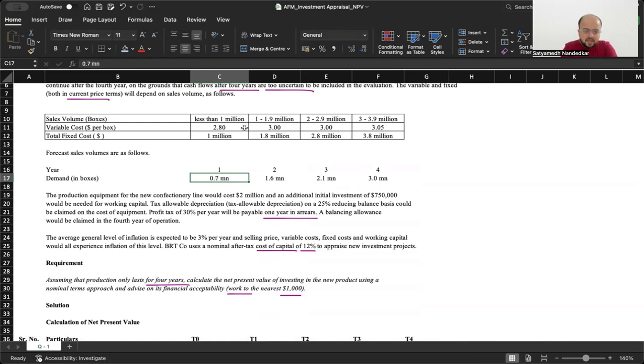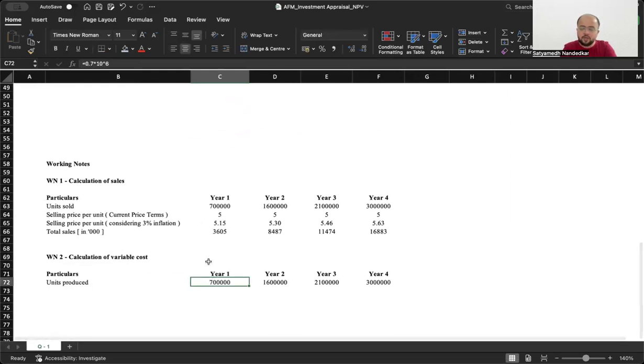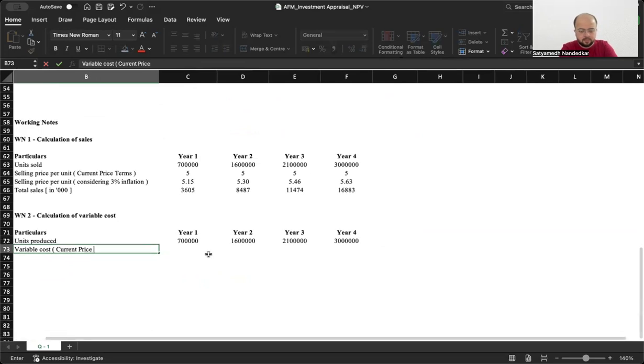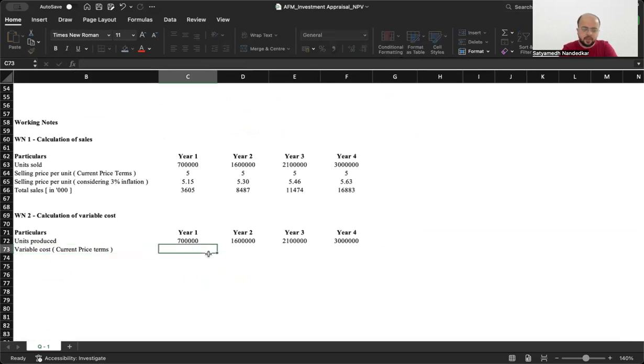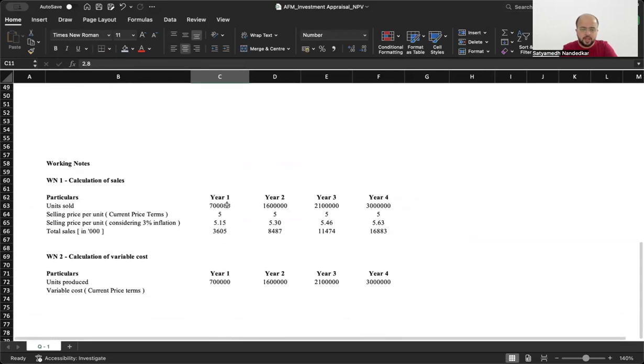Now, if the sales volume is less than 1 million, variable cost in current price terms is 2.8. Here, what is the sales volume? Sales volume is less than 1 million. So, variable cost in current price terms, where the sale is less than 1 million, variable cost is 2.8.